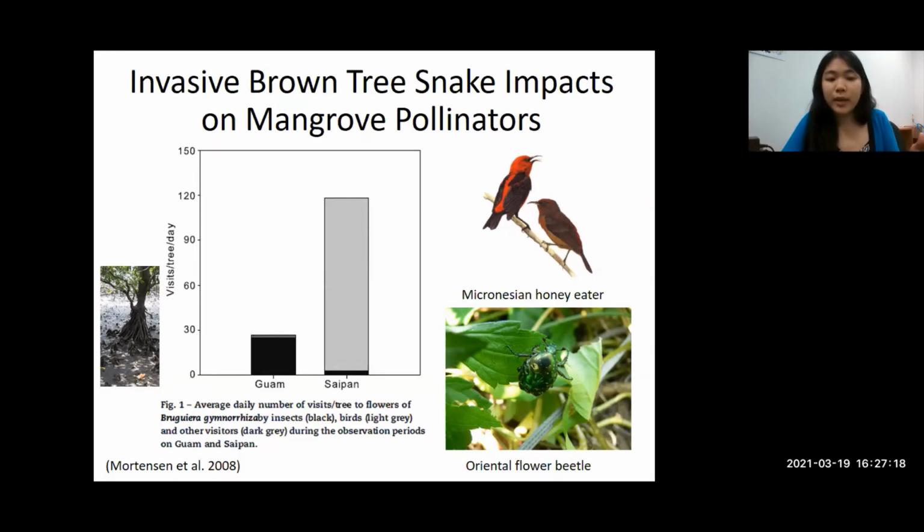In our southern mangroves, we have the Bruguiera species a little bit more, and a study was done looking at pollinators that visit Bruguiera between Guam and Saipan. And Saipan doesn't have the invasive brown tree snake and has way more visitors by wildlife to these flowers each day. And most of those visitors are birds, which is indicated by this light gray, as opposed to the dark black color, which is insects. So the most common is the Micronesian honeyeater, which has been extirpated from Guam. In Guam, the most common visitor to flowers was this beetle, and it's not necessarily equal in efficiency at pollinating.